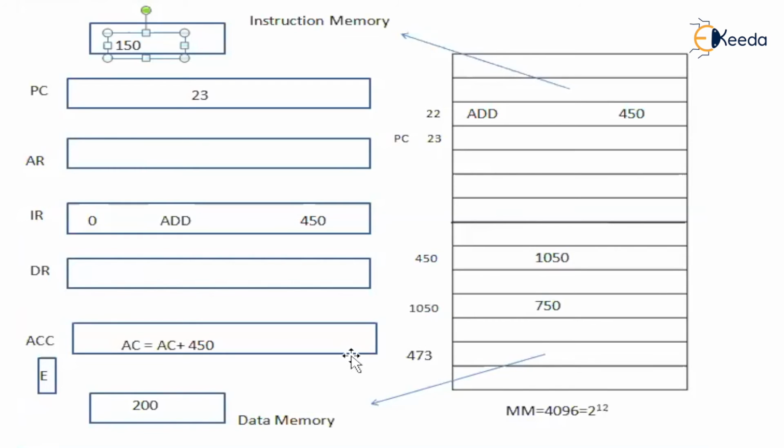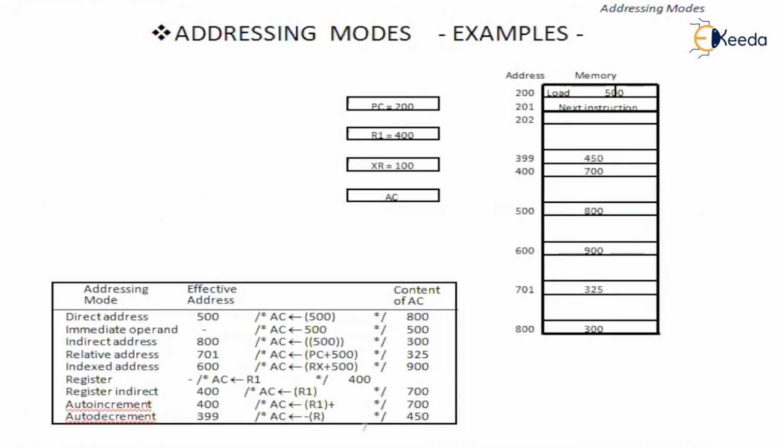Get it added to the accumulator. In the index register addressing mode, the address part of the instruction will be added to the index register rather than the base register. Now 450 plus 200 is 650, in which the actual operand is available in the index register addressing mode. By looking at a live example, we will see.